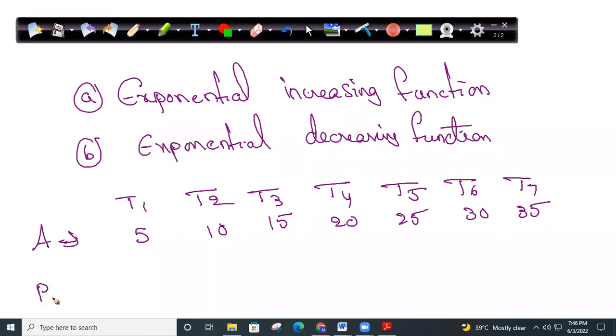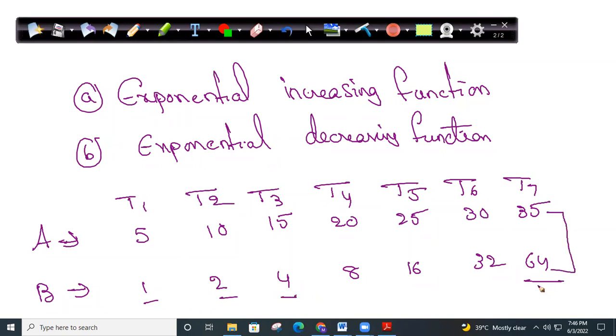Now student B is there. Test 1, you got 1 mark. Test 2, you got 2 marks. Test 3, 4 marks. 8 marks. 16 marks. 32 marks. 64 marks. See, what a wonder here. He's looking like a cheap person here, but at the end of the day, you can see almost double. Exponential is always interesting in life.